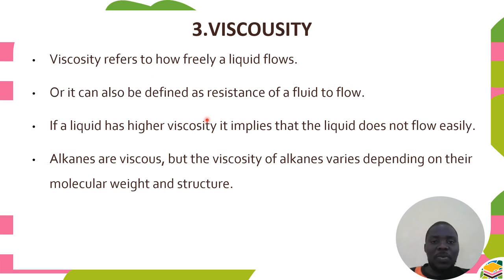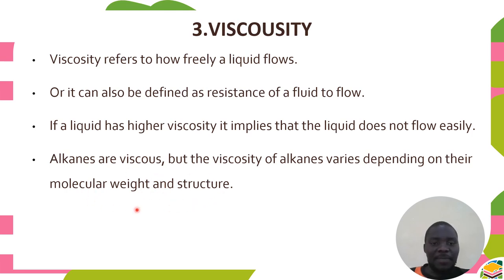The other physical property that we can talk about is viscosity. So what is viscosity? Viscosity refers to how freely a liquid can flow, or it can also be defined as the resistance of a fluid to flow. So if a liquid has higher viscosity, it implies that the liquid does not flow easily. Alkanes are viscous, but the viscosity of alkanes varies depending on the molecular weight and structure.